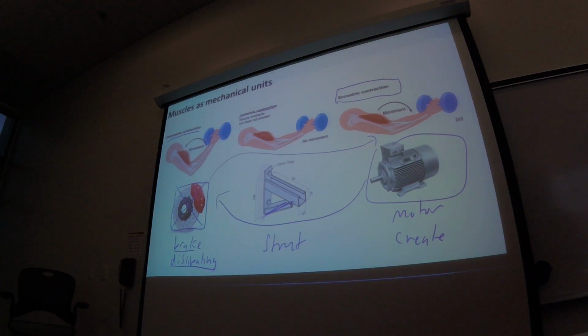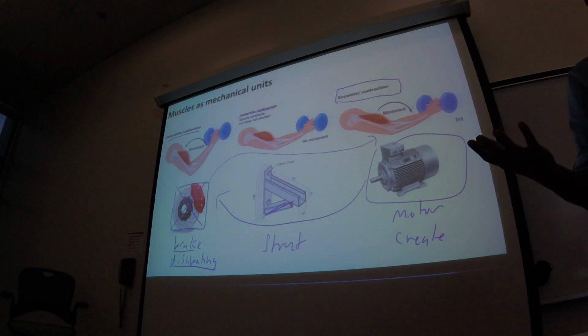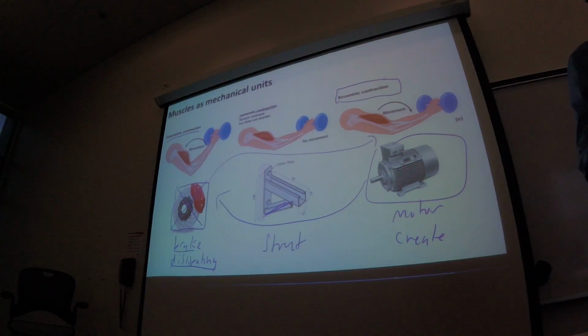So this is what I mean when muscles can act as mechanical units. They can either produce mechanical energy by doing a concentric contraction, they can act as a strut to keep something fixed in space, or they can dissipate energy like a brake if they do an eccentric contraction. Does that make sense?